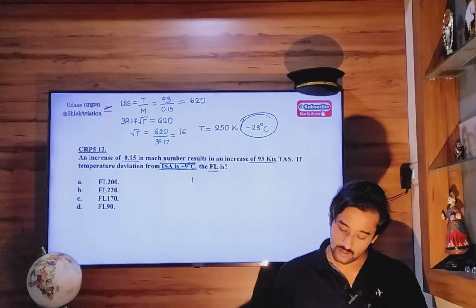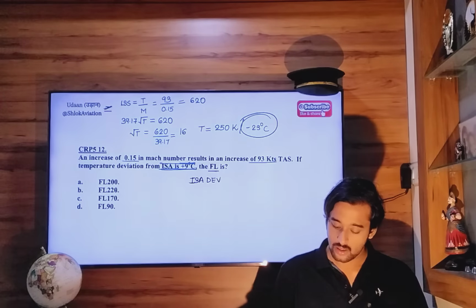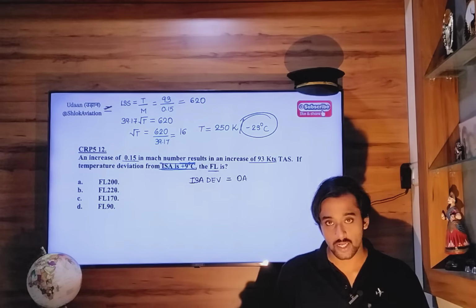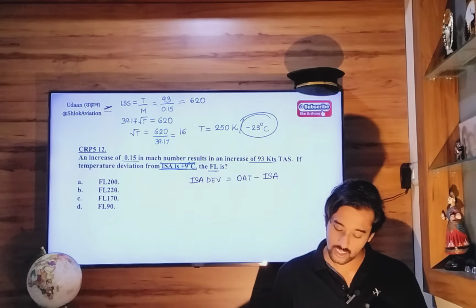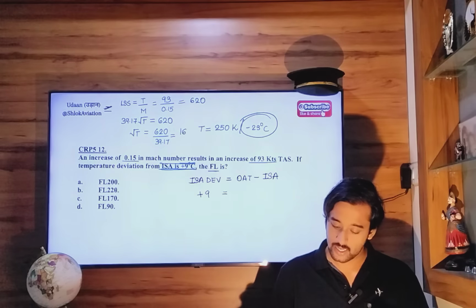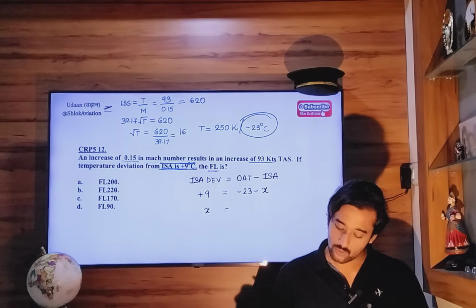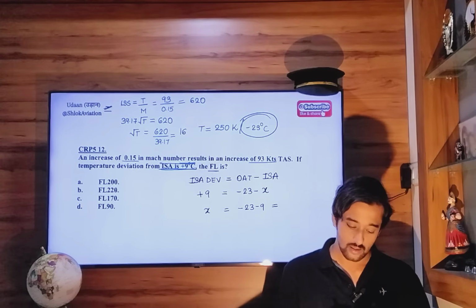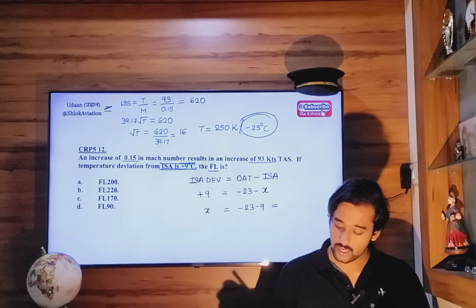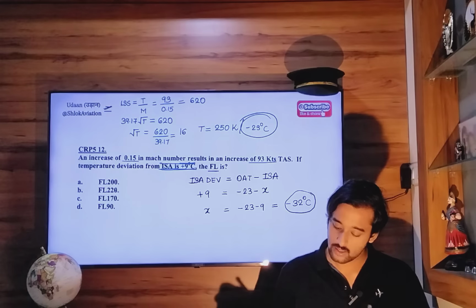So ISA deviation equals outside air temperature minus ISA temperature. Deviation is plus 9. Outside air temperature is minus 23 minus x. So x equals minus 23 minus 9, which is minus 32 degrees Celsius.